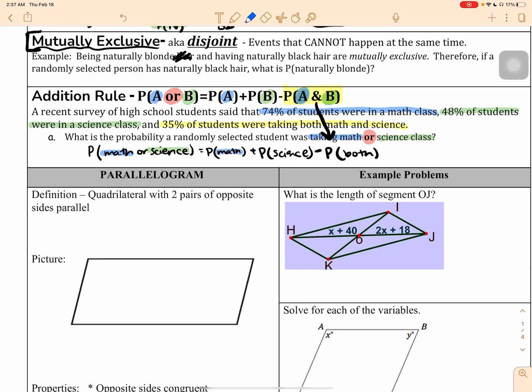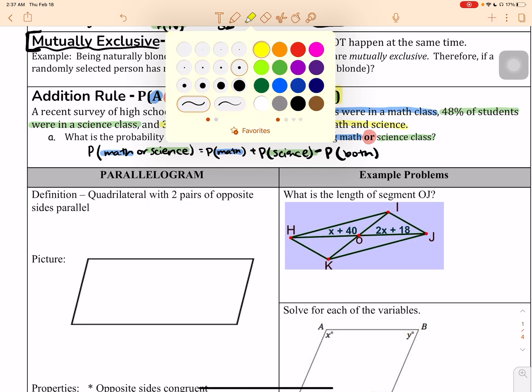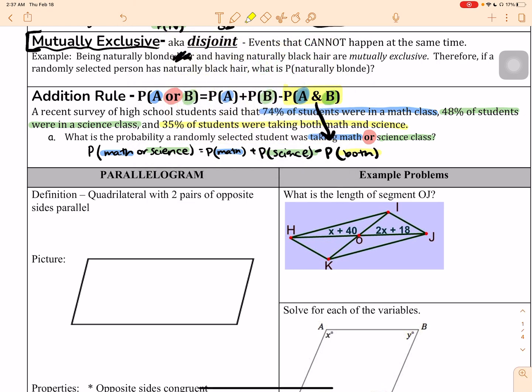So math, science, both of them. And the problem gives us all of these components here. So the probability of math was 74% because 74% of students were in a math class. So we're going to write 74%. And then the science, it says 48% of students were taking a science class. So plus 48%, I'm just following my rule here. And then minus, I'll go and use orange for the both here, minus the 35% of students who were taking both of those classes, because we don't want to double count it.